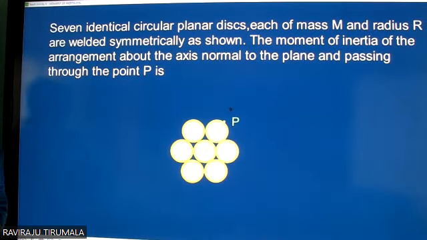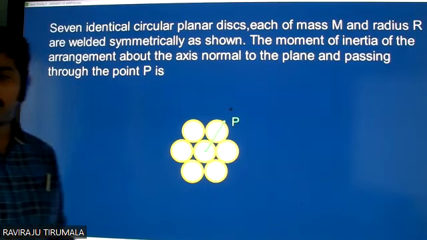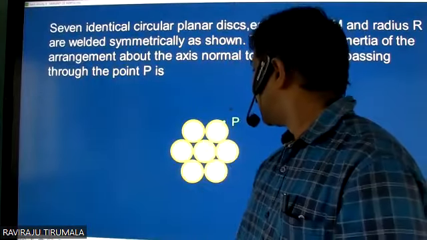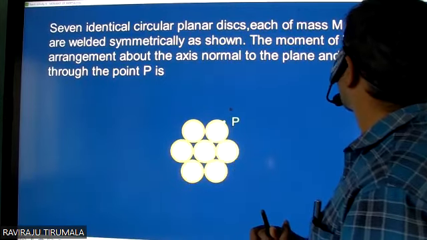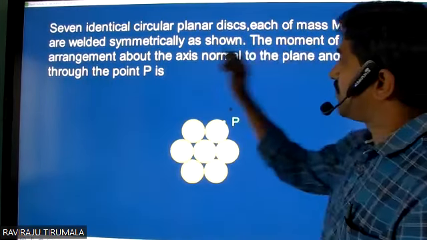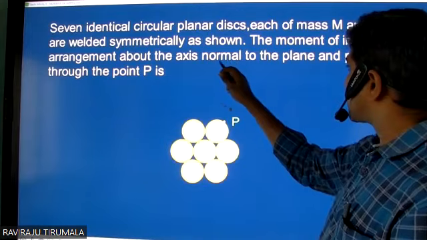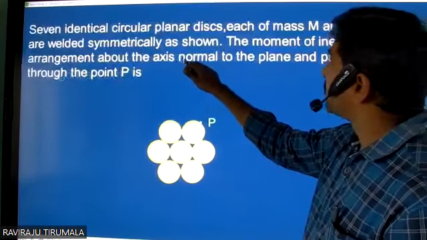All of you read the question carefully. Totally how many discs are given? 7 discs are given. All are having the same mass, na? Same radius, na? That means all are identical only, na? All the 7 given are identical. That arrangement was clearly shown in the diagram. Now the question is, you have to calculate moment of inertia of the arrangement about an axis normal to the plane.